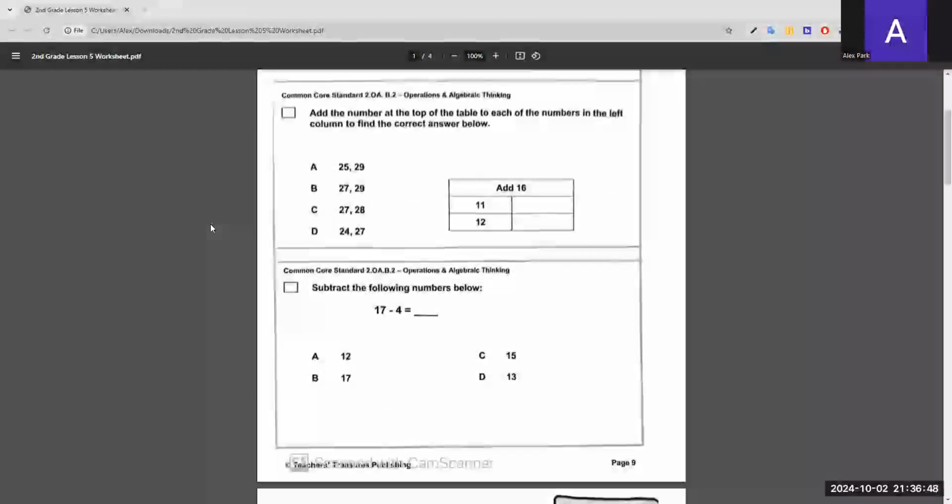All right, moving on to number 3. Subtract the following numbers below. 17 minus 4 equals blank. So let's write it out like this. 17 minus 4. And we just have to subtract the ones place. 7 minus 4 is 3. And 1 minus nothing is just 1. We just bring down the 1, so that'd be 13, which is D.